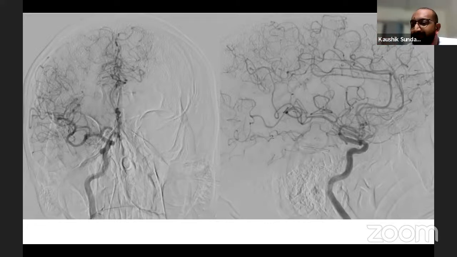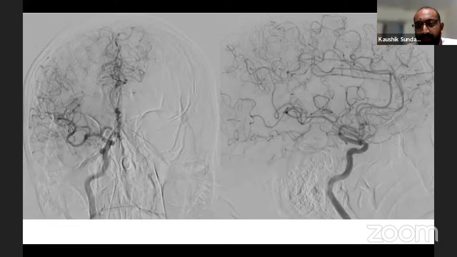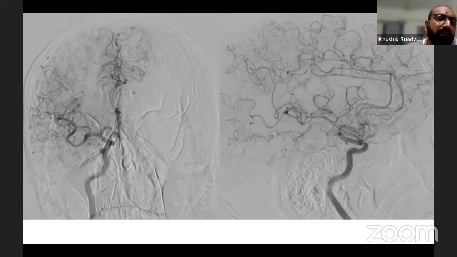One, probably this is just a still image. Maybe if you had taken a forceful injection with a video, we would have seen some cross flow. Can you tell me 2 other reasons why we are not seeing this cross flow? Absent A1. So you have a hypoplastic or absent A1 segment that is not causing it. What is the other possibility? Occlusion at the top. Okay, you are saying it's a T junction occlusion. Agreed. Any other possibility? Good PCOM.